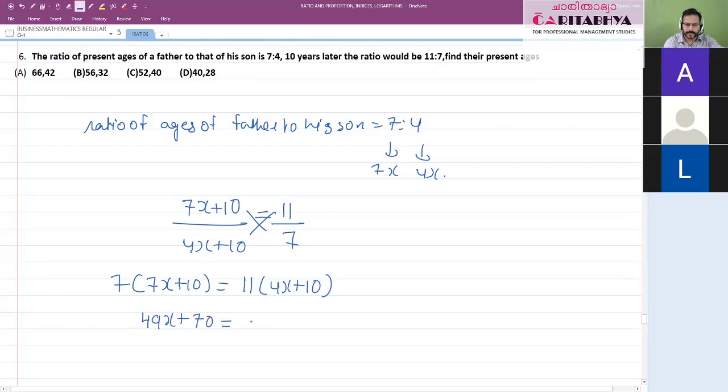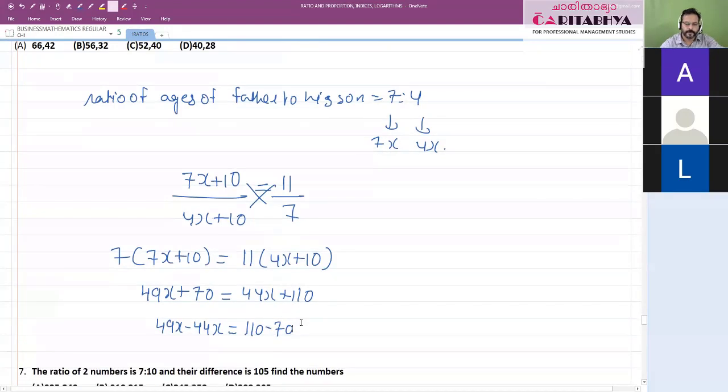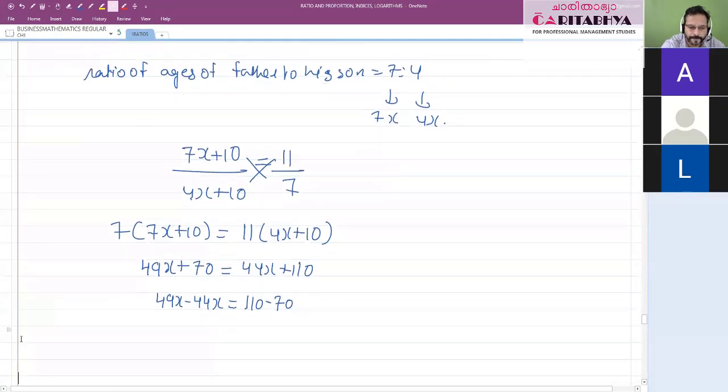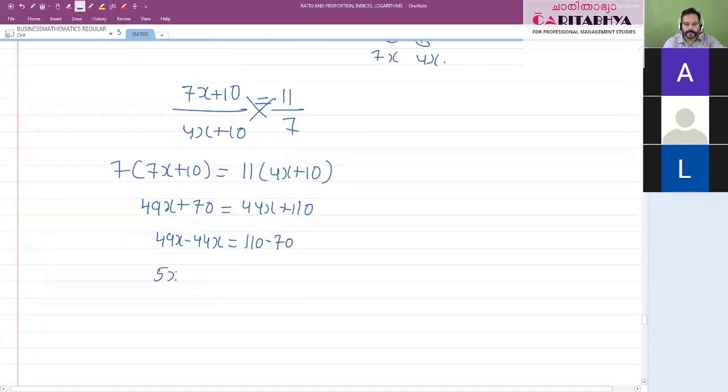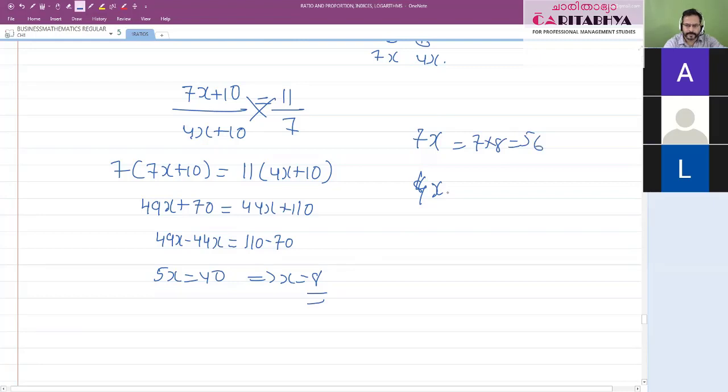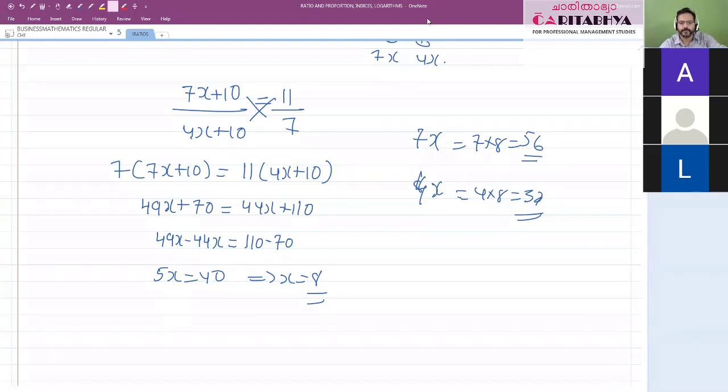49x plus 70 equal to 44x plus 110. So 49x minus 44x is equal to 110 minus 70. So I have 5x equal to 40, that means x is equal to 8. 7x, 4x. 7 into 8, 56, 4 into 8, 32. So ages will be 56 and 32. Okay. Did you hear that?